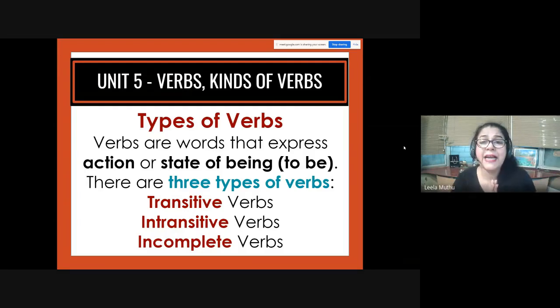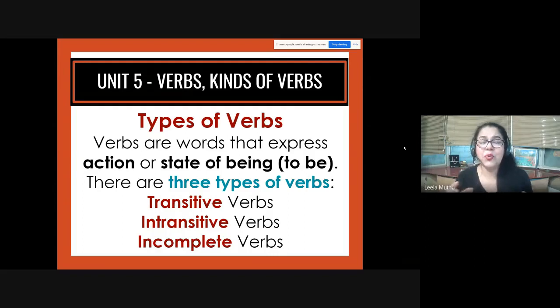Okay, now let's take the same sentence. The dog wagged its tail. The doer of the action is the dog. The action that the dog has done is wagged. Now what has received the action of wagging? The tail. The dog wagged what? The tail. The tail has received the action of being wagged.